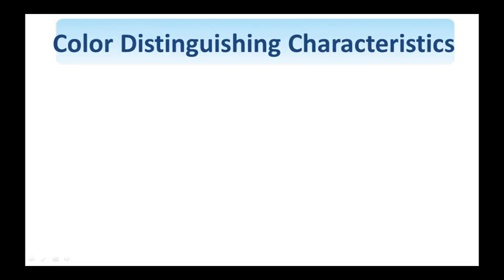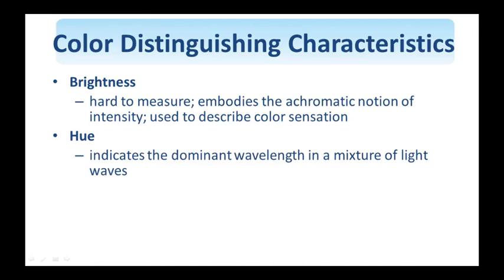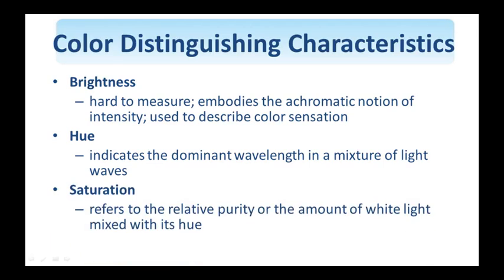Here are the distinguishing characteristics of color. The first one is brightness, which we also showed a couple of slides earlier. As we said there, it's hard to measure, but it's used to describe color sensation. The second characteristic is hue. It indicates the dominant wavelength in this mixture of light waves. And the third one is saturation. It tells us about the relative purity of the color or the amount of white light that is mixed with the hue. The pure spectrum colors are fully saturated.